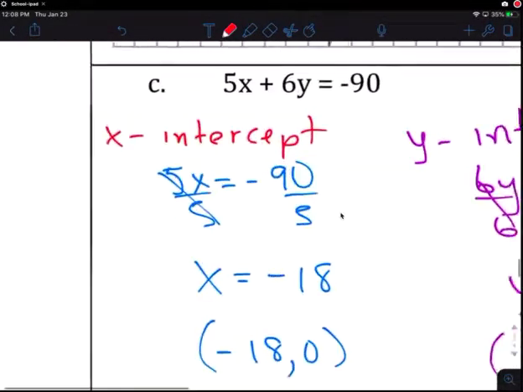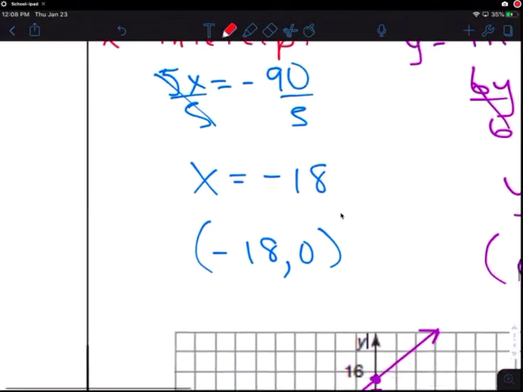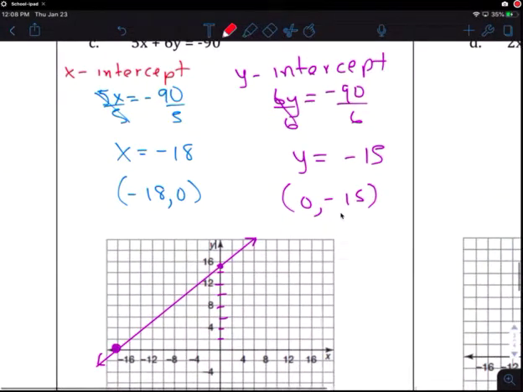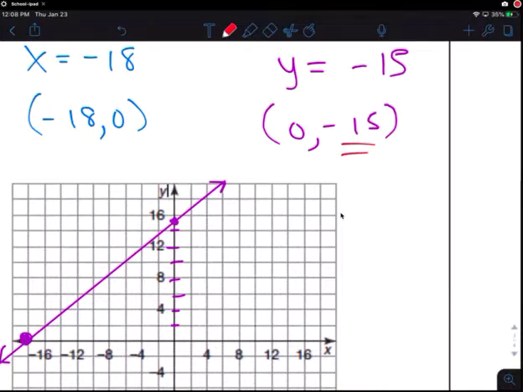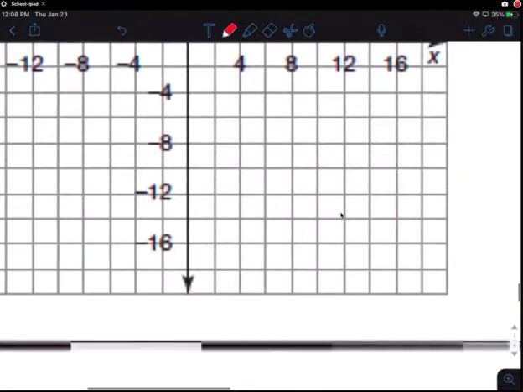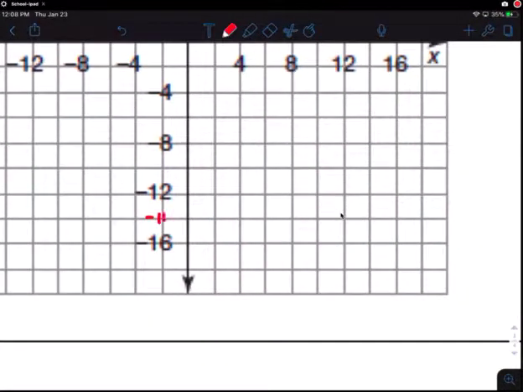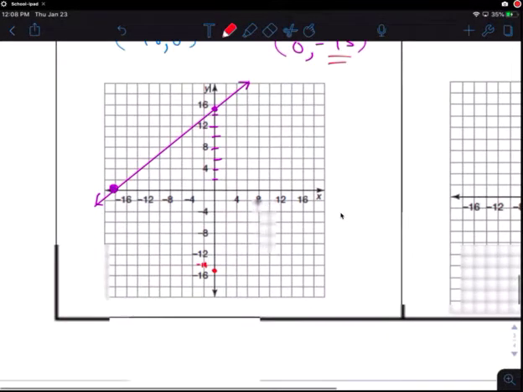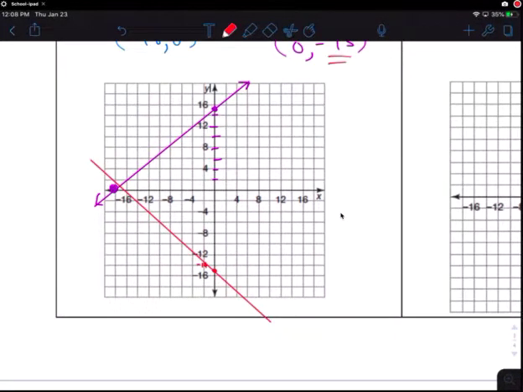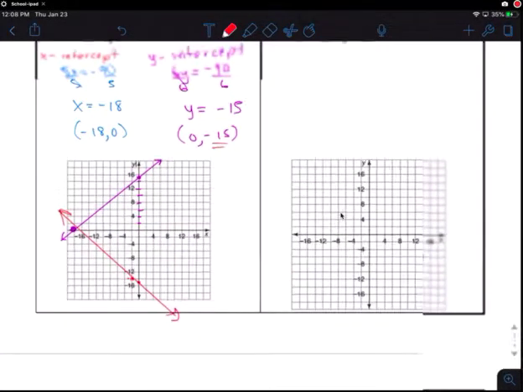C, remember, x-intercept, y-intercept, graph those two dots. Oops, I did this incorrectly. This is wrong. Okay, negative 15 is down here. Here's negative 14 and negative 16, so negative 15 is here. So the red line is going to be correct, okay? Draw the lines, make the arrows. That's how you do that.